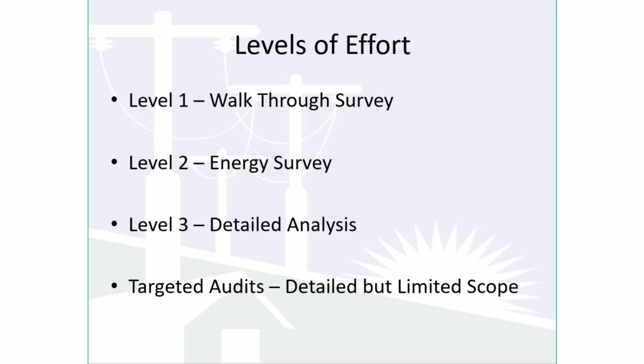ASHRAE identifies basically three levels of effort for energy audits. Level 1, the most preliminary level, is what they call the walkthrough survey. Level 2 is more of an energy survey, and in Level 3, we go into a much more detailed analysis. And then there's also something called a targeted audit that is detailed but limited in scope. We'll look at each one of these in a little more detail.